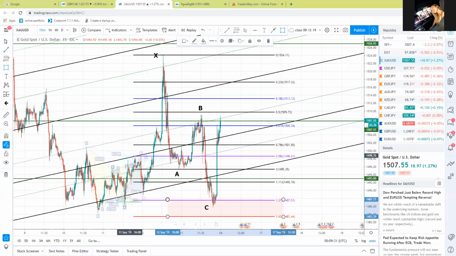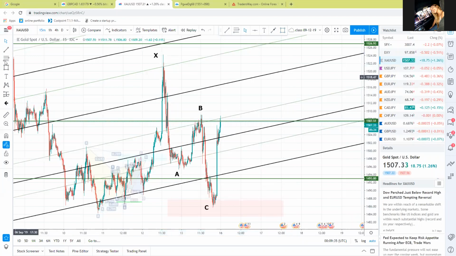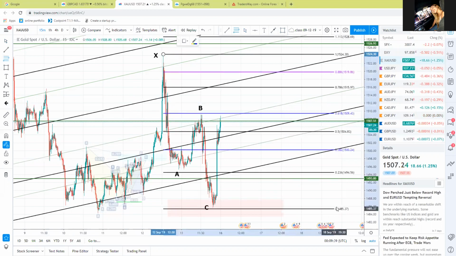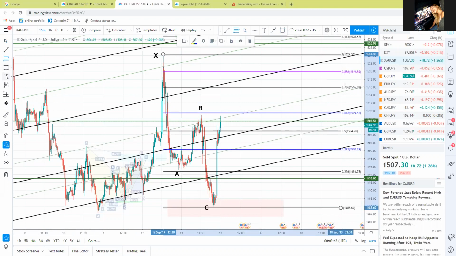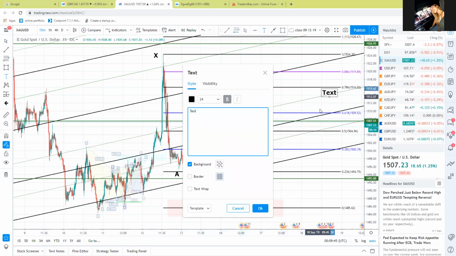Right there. Leave my box right there. I can erase this fib now. Last fib is going X to C. That's the whole movement. Now my entry on the cipher pattern is 786. So D is at 786.